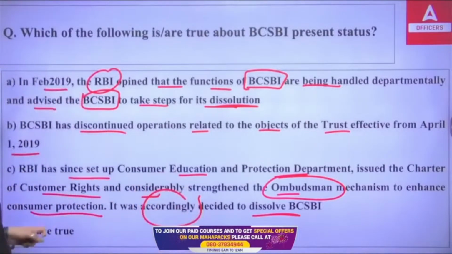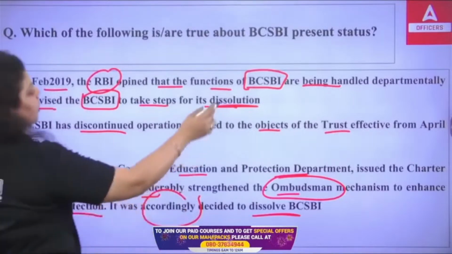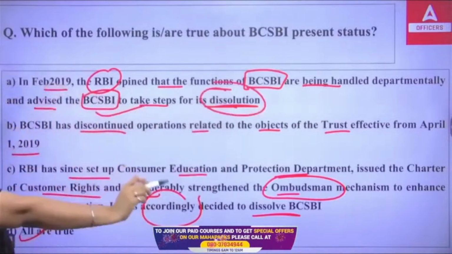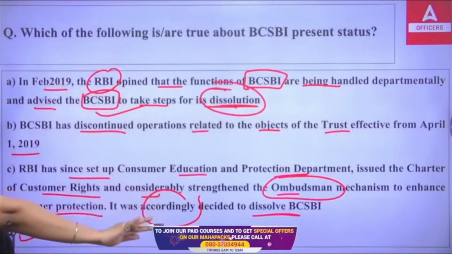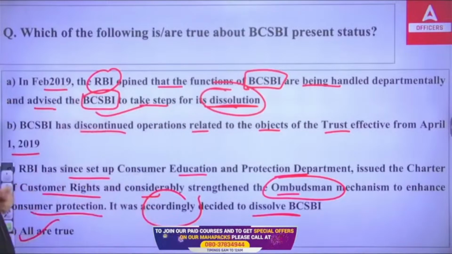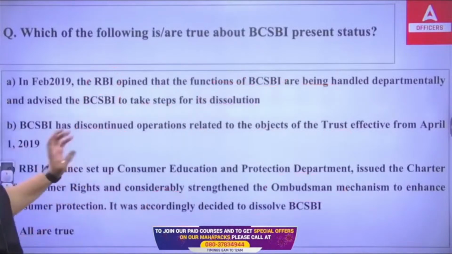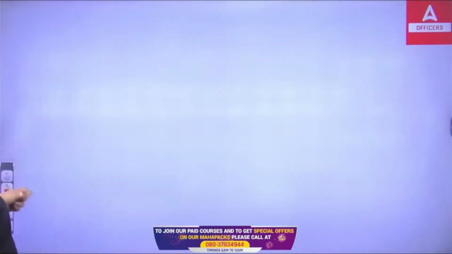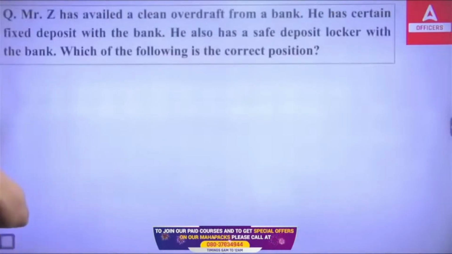So which of the following is true? All are true. We have dissolved the BCSBI. In place of BCSBI, now the ombudsman has to take care of everything. And it was dissolved, discontinued from the 1st April 2009. Right answer is D. Right answer is what? D. Next question. It is talking about Mr.